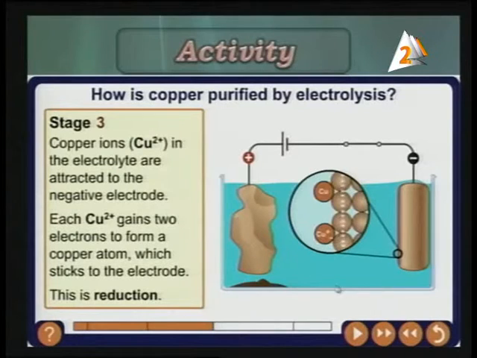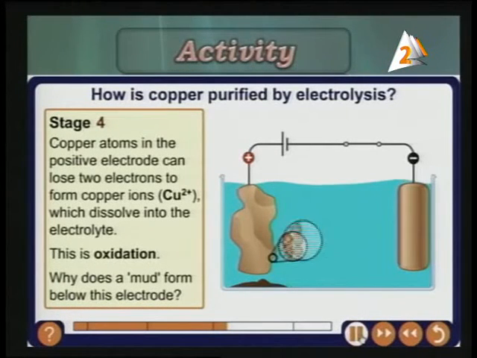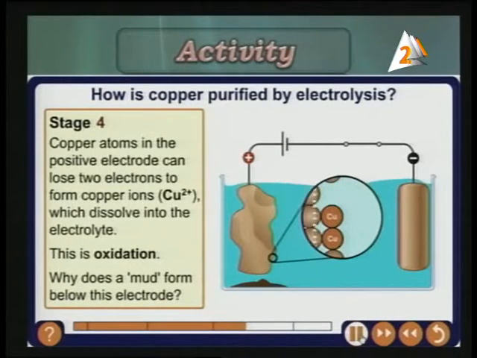But at the other electrode, the copper loses electrons and changes into ions moving inside the electrolyte. Each Cu2+ gains 2 electrons to form a copper atom which sticks to the electrode, and this is reduction. Because this is reduction, it means gaining electrons. And in the other part, the copper atoms in the positive electrode lose 2 electrons to form copper ions, Cu2+, which dissolve into the electrolyte. This is the oxidation process. Why? Because it is losing electrons.